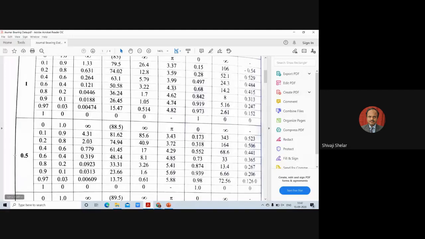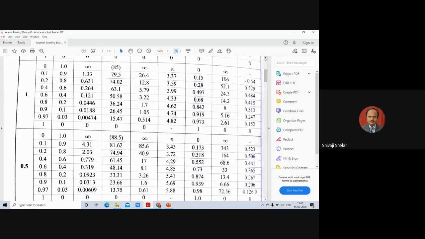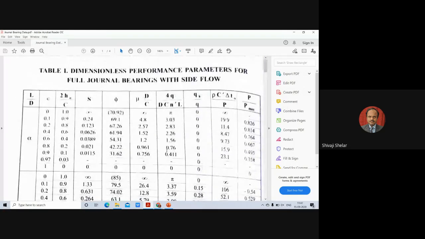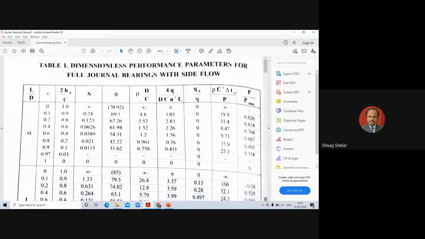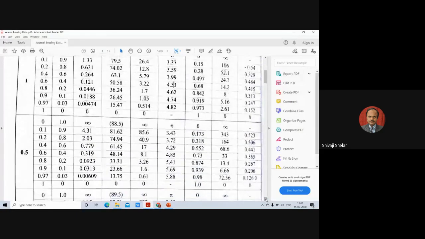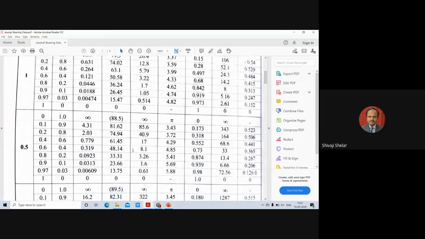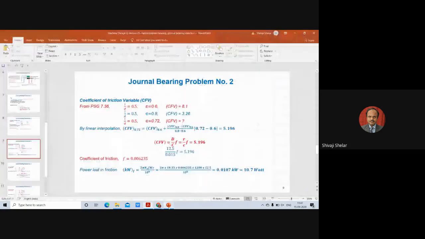You can check here whether we have taken correct values or not. Here you can see L by D is equal to 0.5 and epsilon value is equal to 0.6 and 0.8. The corresponding value of CFE is in this column, mu upon D upon C, that is F into D upon C or F into R upon C. So corresponding value for 0.6 it is 8.1, for 0.8 it is 3.26. Using these values, we can do the calculation required at the corresponding value of 0.72.